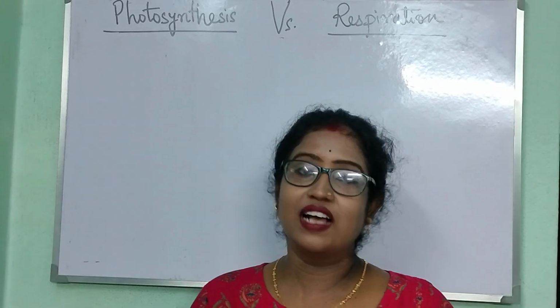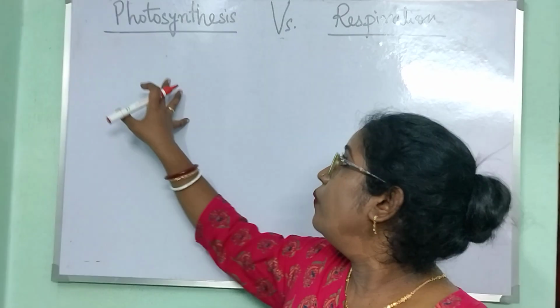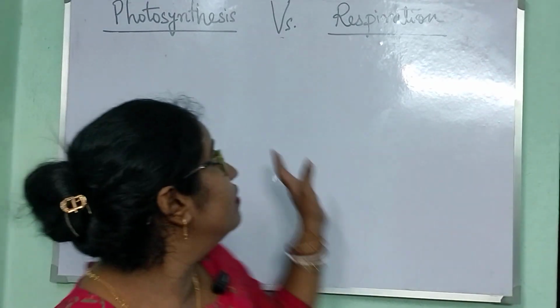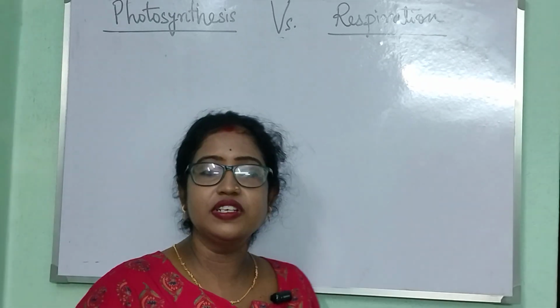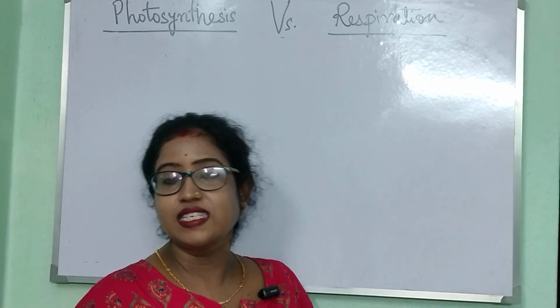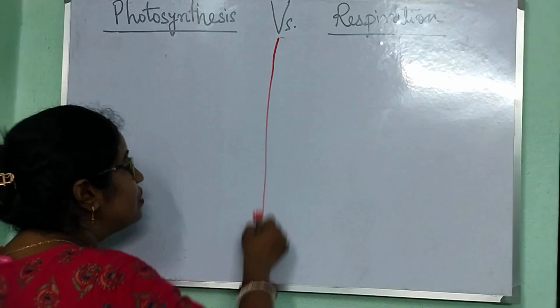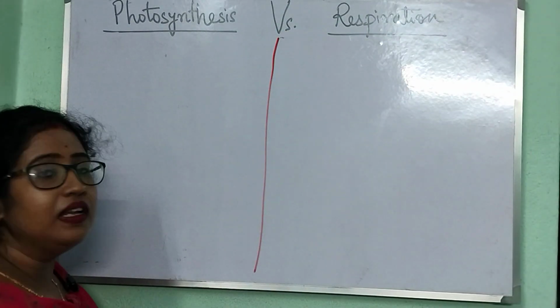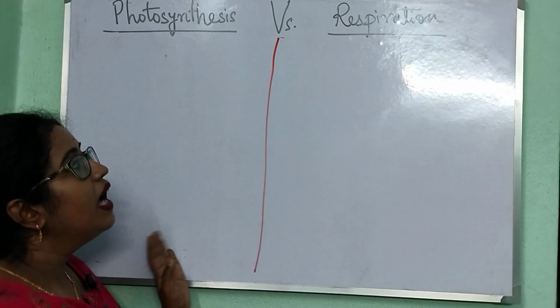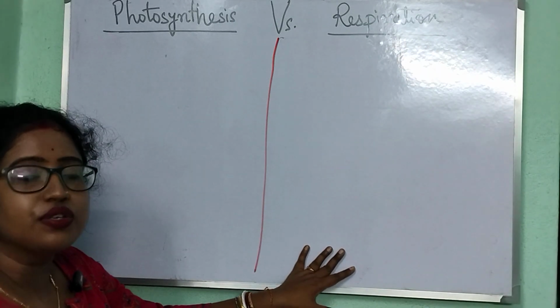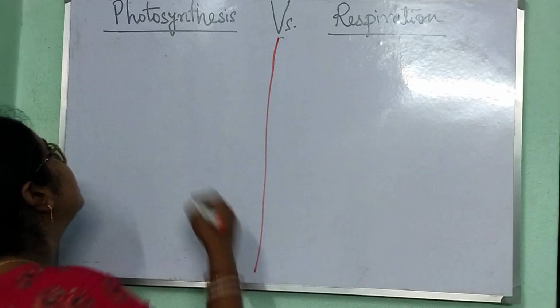In today's class, we will discuss photosynthesis versus respiration, meaning the difference between the photosynthesis and respiration processes. The photosynthesis process mainly occurs in plants, and the respiration process occurs in all living organisms.